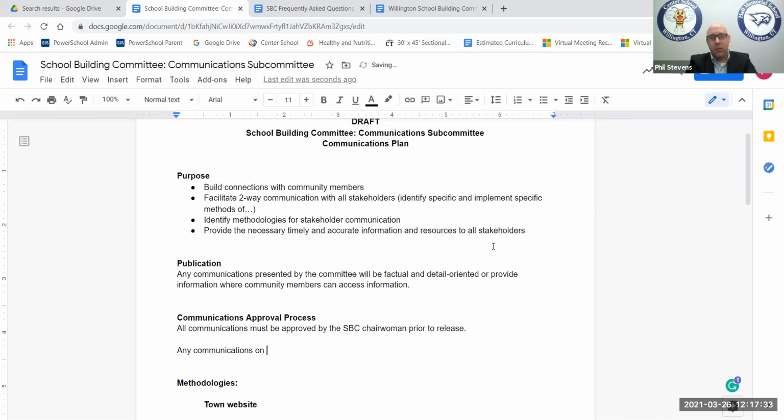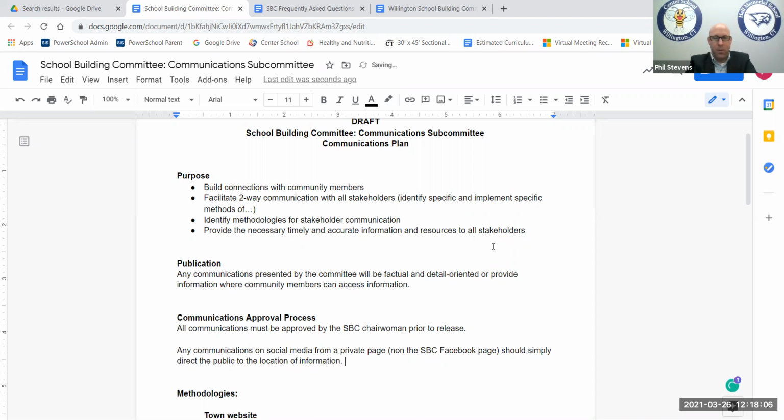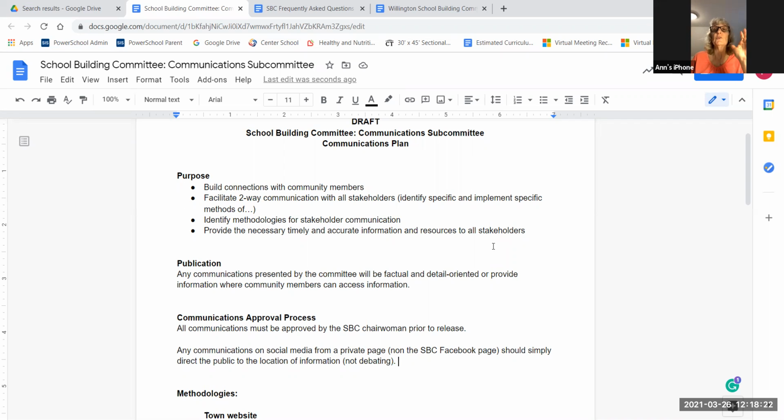So, any communications on social media from, and this is where freedom of speech comes in too, a page, not the SBC Facebook page, should simply direct the public to the location of information. On the website. I'm just going to say not debating. We can spell all this out, I just think let's get some raw ideas out here. And I think we should have a sentence that everybody uses: for accurate and updated information, visit the Willington website, blah, blah. So that it's always the same.